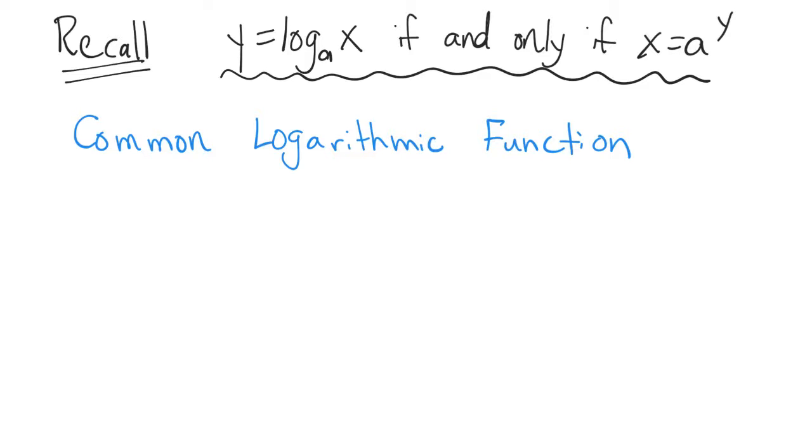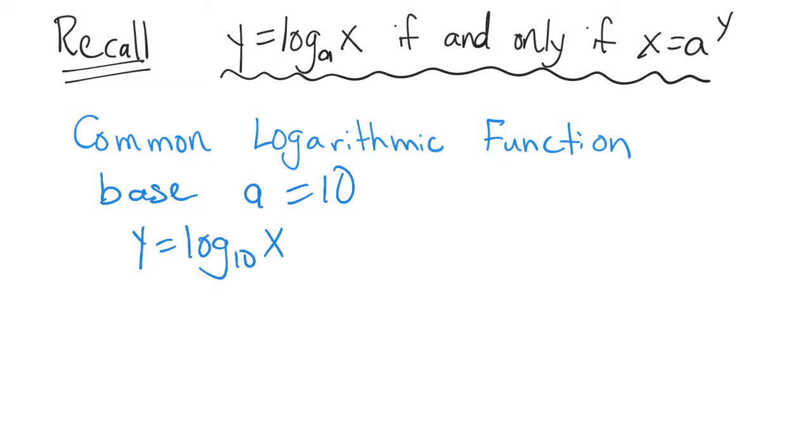Our first common logarithmic function is what happens when our base, or our a, equals 10. So rather than writing y equals log base 10 of x, mathematicians would rather just write it as y equals log of x. So when it says log of x and there's no little number, there's no base, we assume that the base is 10. And remember, this in exponential form is going to be x equals 10 to the y.